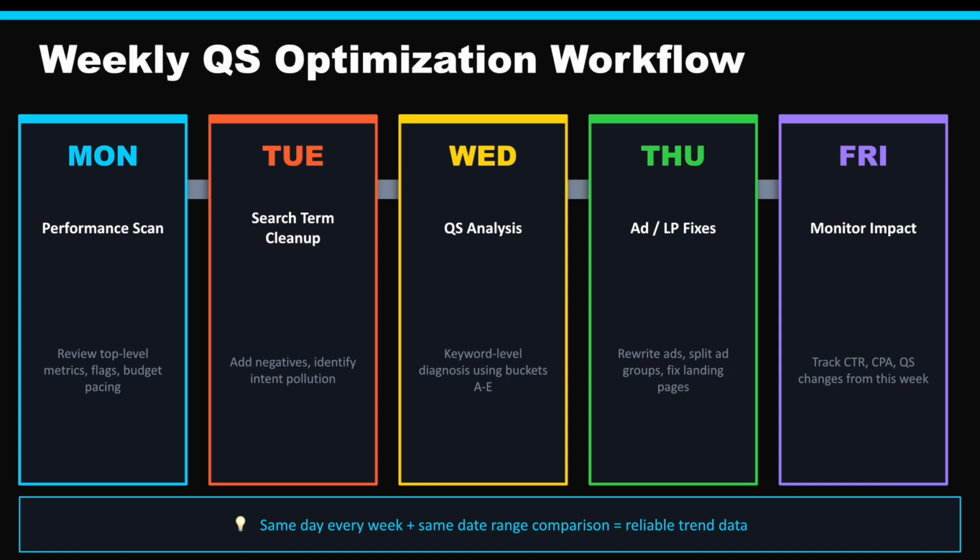Now let me give you the exact system to follow. This is a 5-day workflow that keeps your account in top shape. Monday is your performance scan day. You look at the big picture: overall metrics, any major changes, budget pacing, just a quick health check. Tuesday is search term cleanup. You review what people actually type to trigger your ads. You add negative keywords to block irrelevant searches.